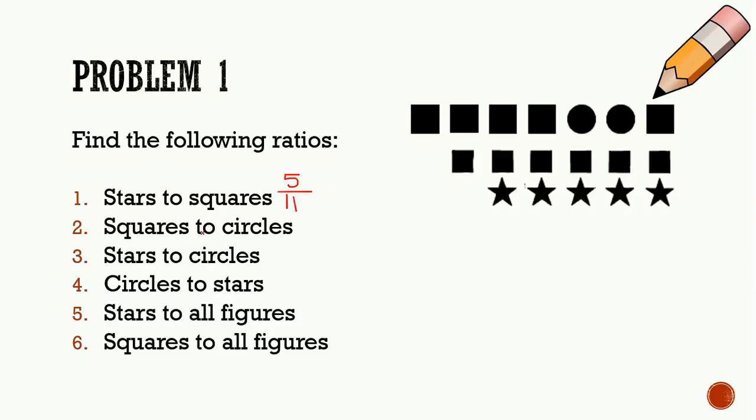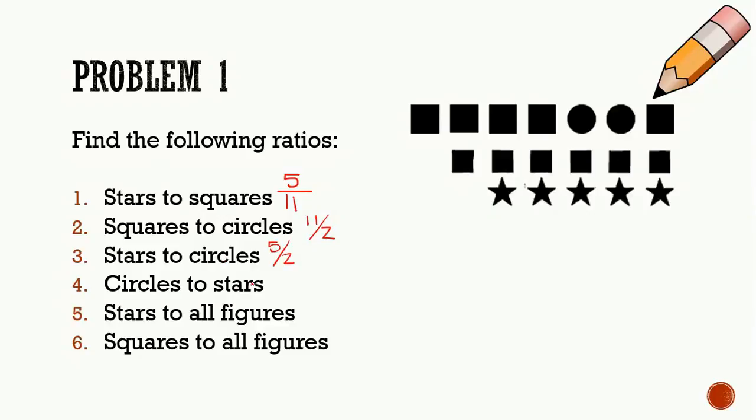Let's see this one. Squares to circles. So I have 11 squares, right? We just counted that. Circles is 2. So I have 11 over 2. Now you're going to leave these as fractions because you're not going to write decimals for a ratio. Stars to circles. Well, I have 5 stars and 2 circles. So notice how I'm putting the top over the bottom. So first over second. Okay?